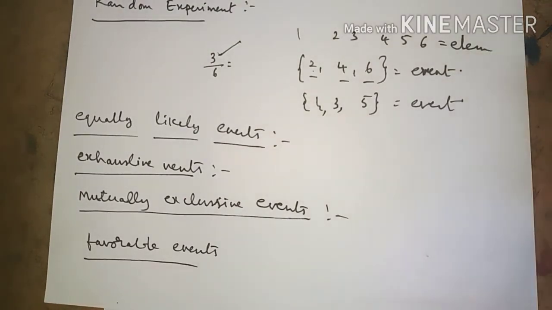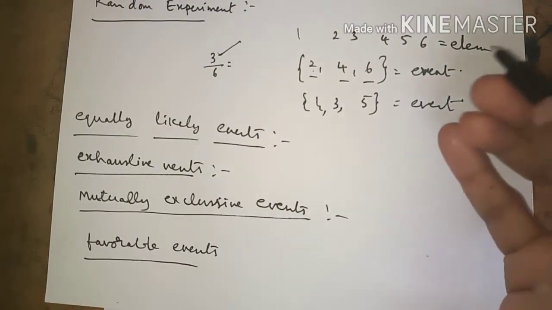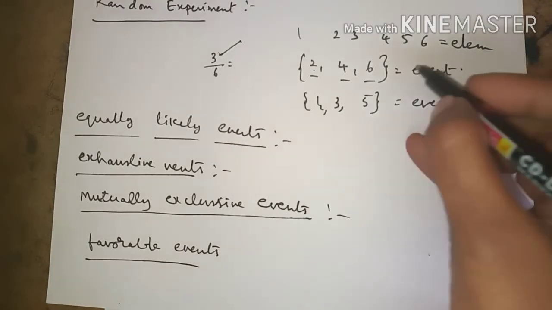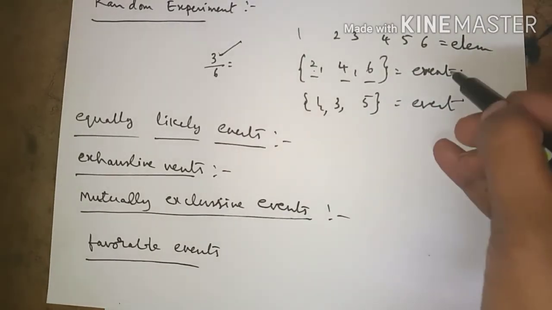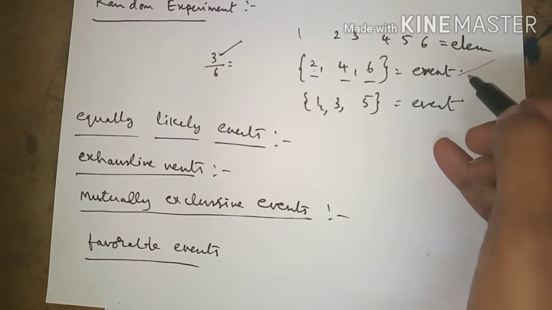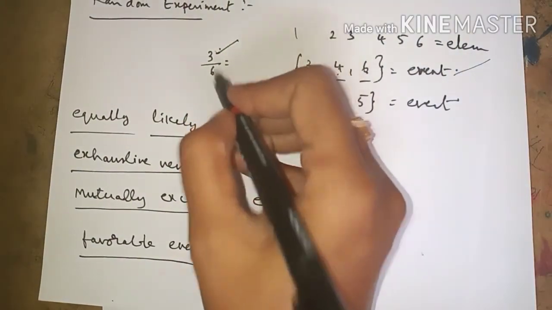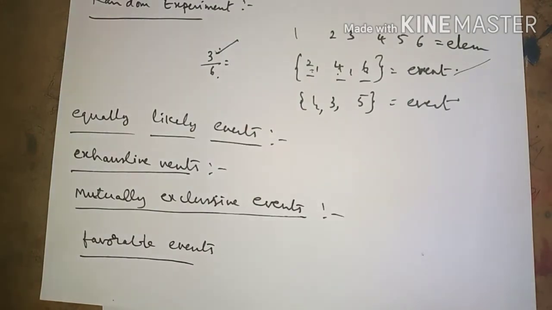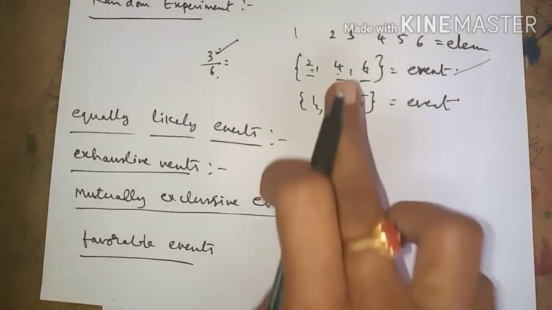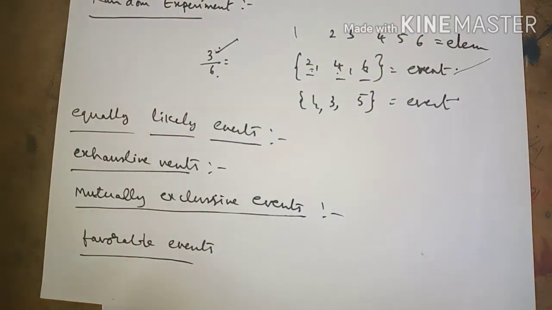What is the probability of getting an even number? What are the favorable cases to get an even number? 2, 4, 6, therefore 3, out of the total number of elementary events. I will tell you the definition of probability later, and at that time you can understand.